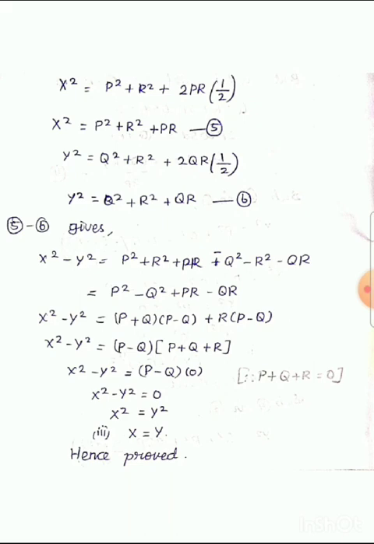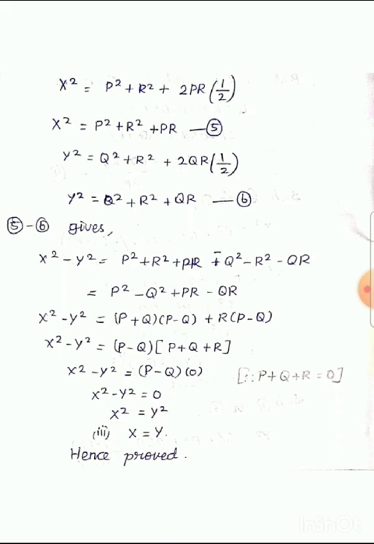Now we are applying the formula a squared minus b squared for p squared minus q squared. So we'll get (p plus q) into (p minus q) plus r of (p minus q). So therefore we'll get x squared minus y squared is equal to (p minus q) into (p plus q plus r). The sum of the three forces is equal to 0, so we are applying p plus q plus r is equal to 0.